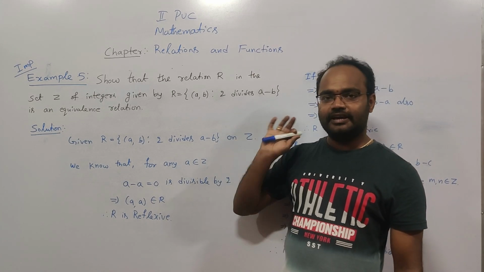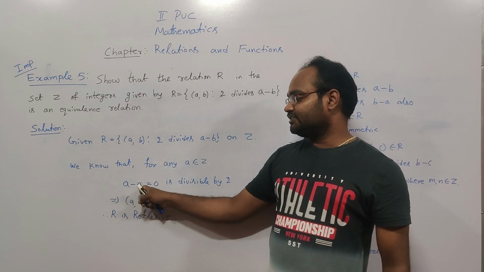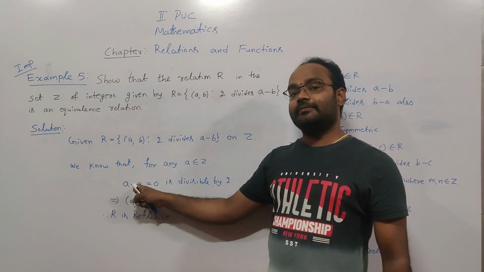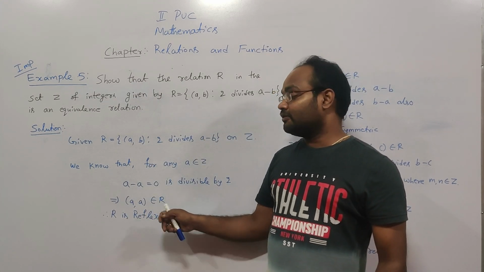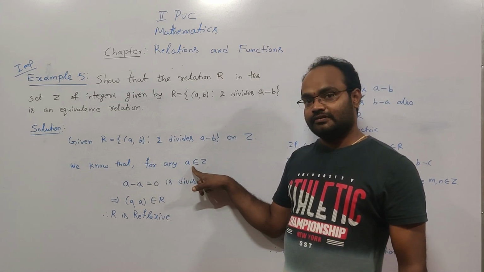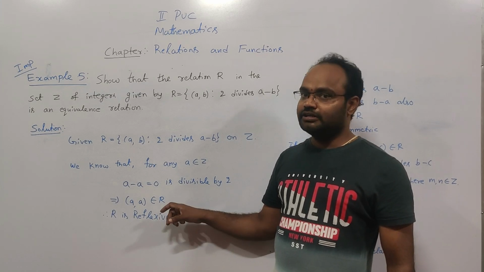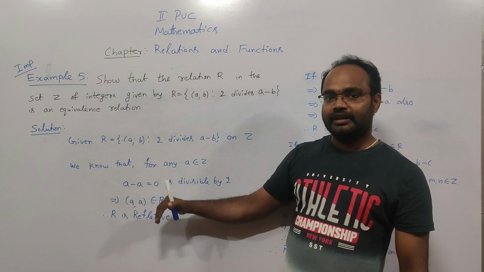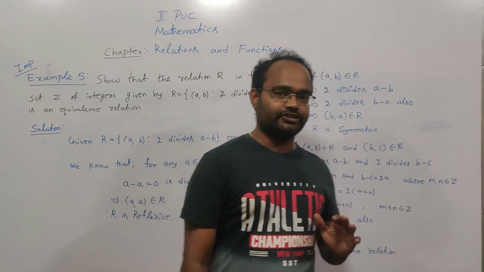Relation condition satisfy ಆಯ್ತು. So ಹಾಗಾಗಿ what we can conclude? If a minus a is divisible by 2, then ordered pair (a, a) must belong to relation. So (a, a) must belong to relation. What we consider? It is for any a belongs to Z. For any a belongs to Z, we have the ordered pair (a, a) belongs to R. It is the condition for reflexivity. Hence this relation R is reflexive relation.